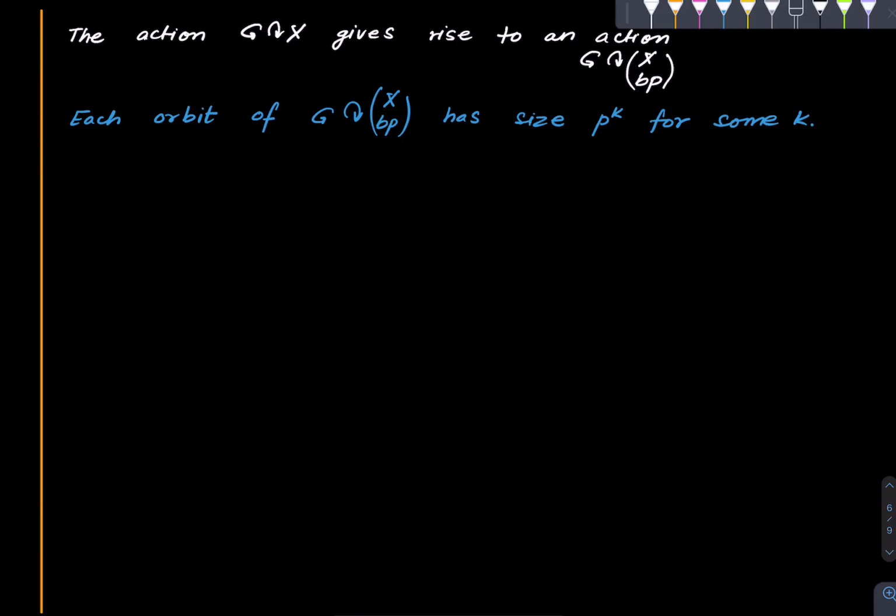This is some simple comment, and we will use this notation. Let n_k be the number of orbits of size p to the k.